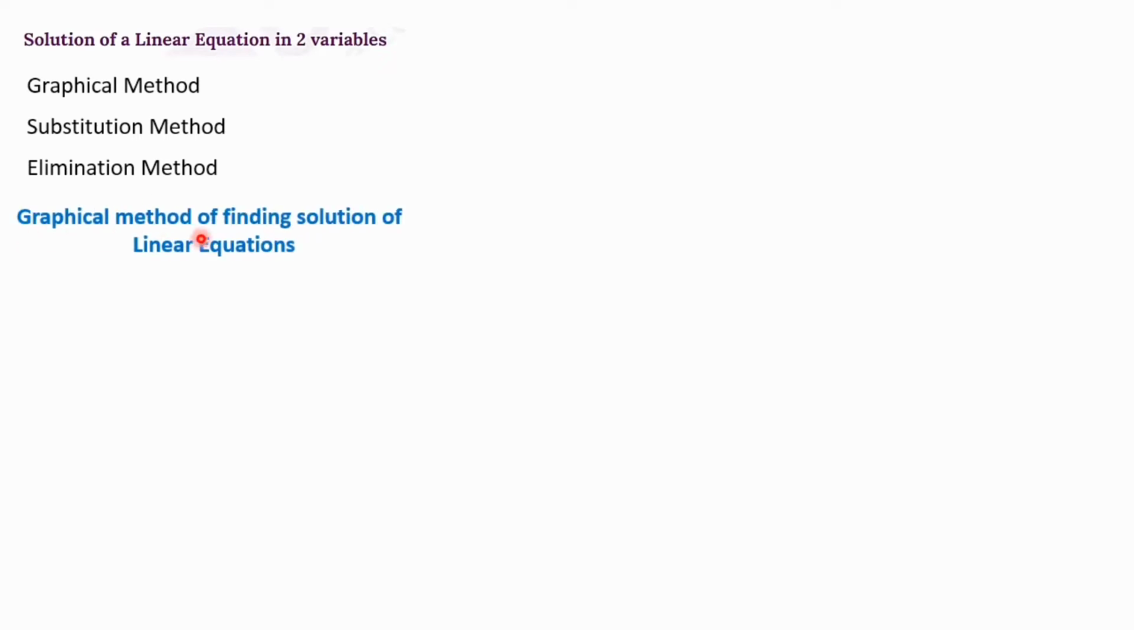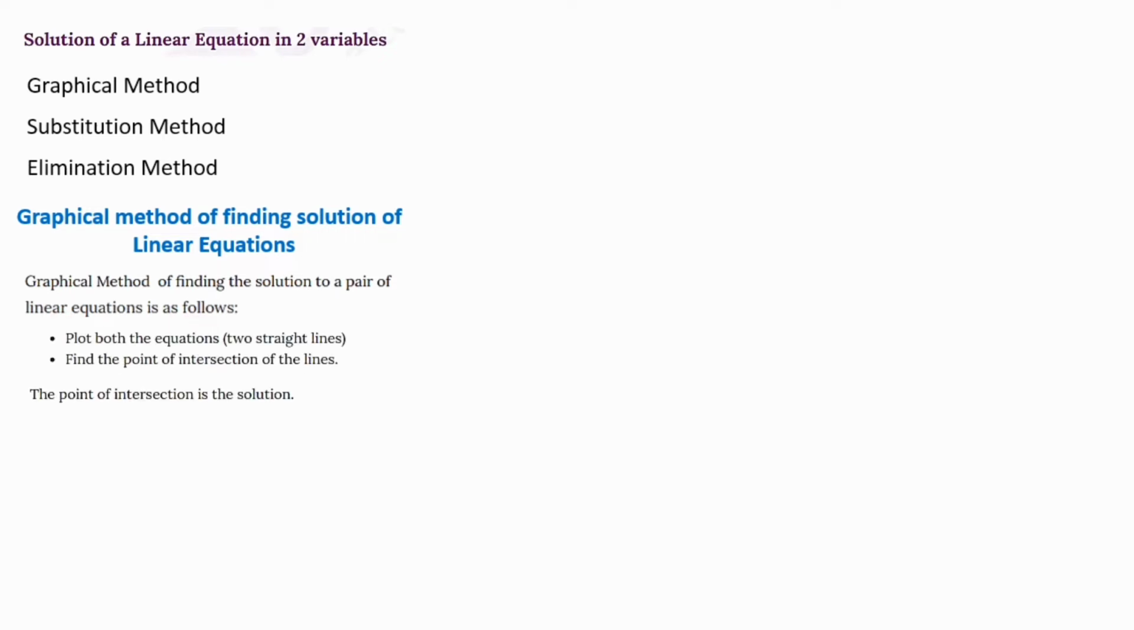Now, the graphical method of finding the solution of linear equations, that is the first one. The graphical method of finding the solution of a pair of linear equations is as follows. First, plot both the equations, two straight lines. We have already learned how to form the equation in the previous slide. So then we have to make points and plot both the equations on the graph. Then find the point of intersection of the lines. The point of intersection is the solution. So let's have an example.